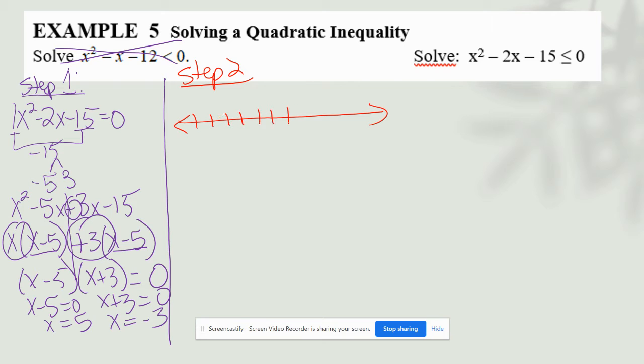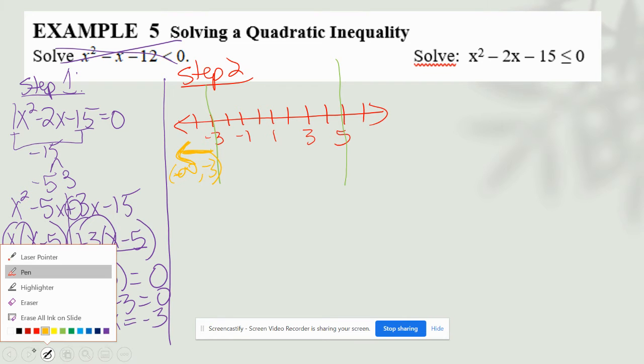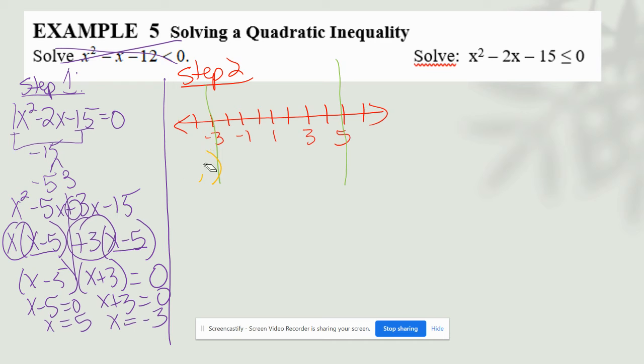Make our number line. Let's see, negative 3, negative 1, 1, 3, 5. All right, so with solutions of 5, there's one of our dividing points, and negative 3, there's the other. That means that this left side goes from negative infinity to negative 3. Oops. Let's make that look a little nicer.